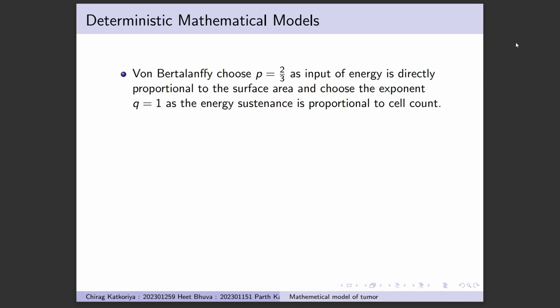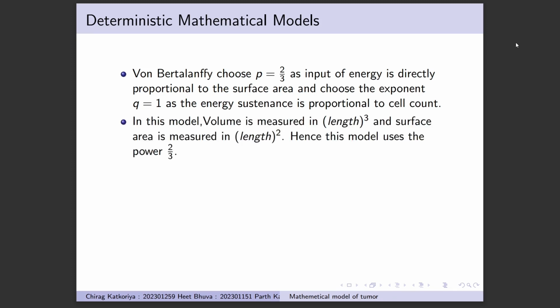Bertalanffy chose the exponent p equal to 2/3 because he believed that the inflow of the energy is proportional to the surface area, and so in order to adjust the dimensions to convert the volume into area, he chose the exponent of 2/3, and the exponent q equal to 1 because the energy sustenance is directly proportional to the cell count.